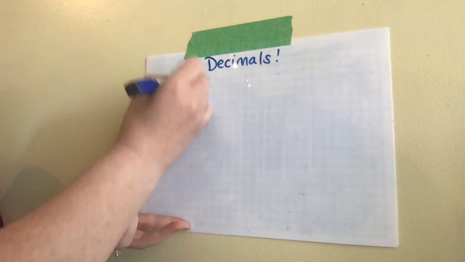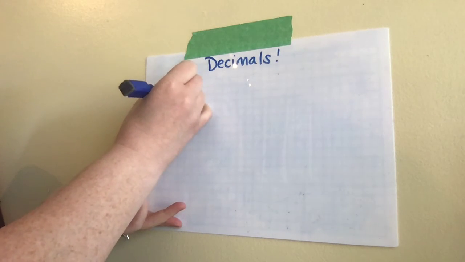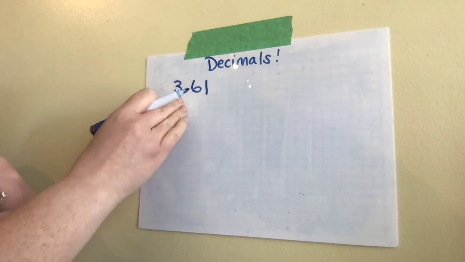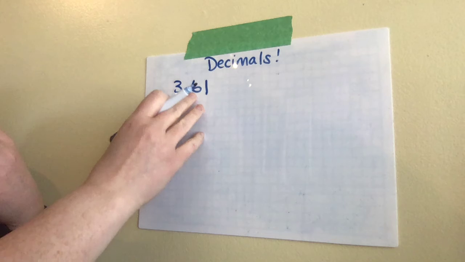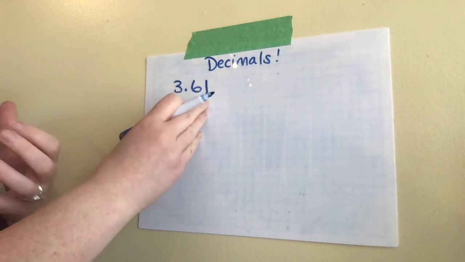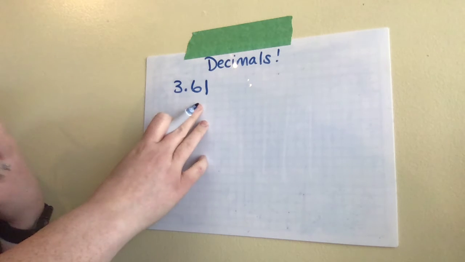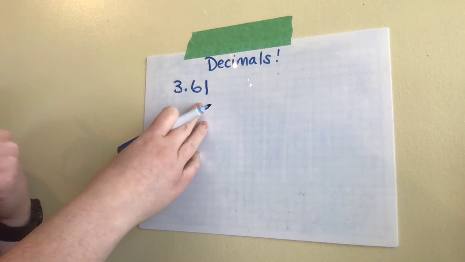So if I had a decimal that had 3.61, we would read that as 3 wholes, and then there's 61 hundredths of another whole. So we don't have quite enough to make 4 wholes. We're only just a little over halfway there.